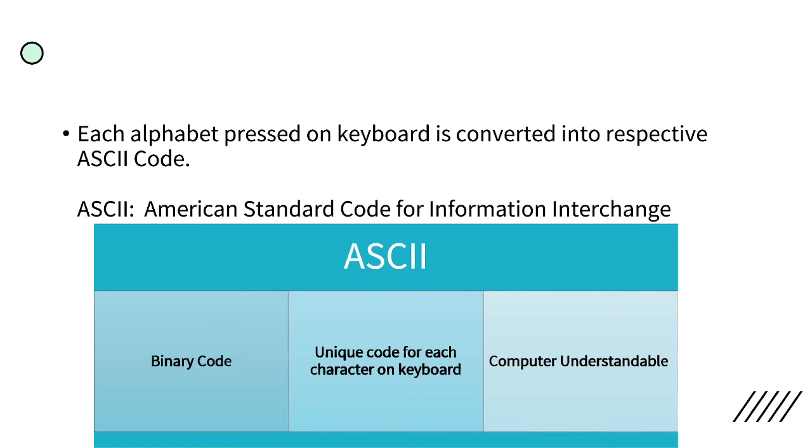So one might ask, if this binary format is repeated, then how will computer understand this? But the point to be noted here is the ASCII code or the binary code for each character is different and unique. So once the user presses the key on the keyboard, it gets converted into the ASCII code, which is a binary code, which is also a unique code for each character on keyboard and which is also computer understandable. So meeting all these criteria, it is easy for computer system to recognize each and every key which is pressed by the user and perform a respective action.